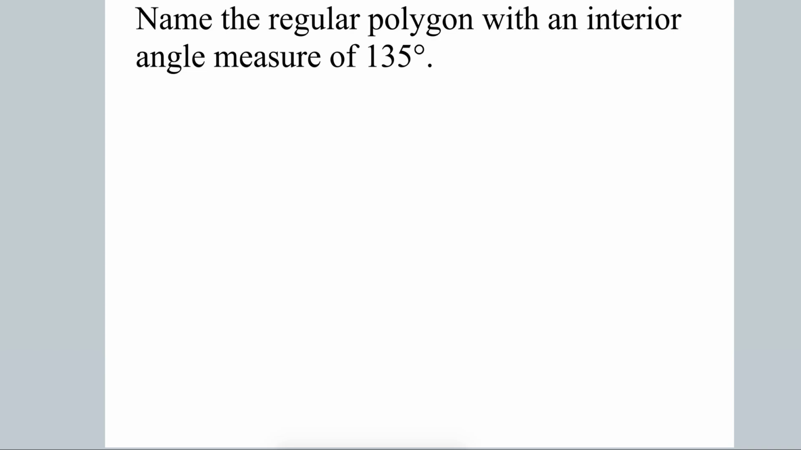So today we're going to review a little bit what we've talked about with polygons and interior and exterior angles. So we're going to do a few examples. It says name the regular polygon with an interior angle measure of 135. So a couple ways we can do this, but I think the easiest is to remember the relationship between interior and exterior angles, which is that they add and combine to make 180 degrees.